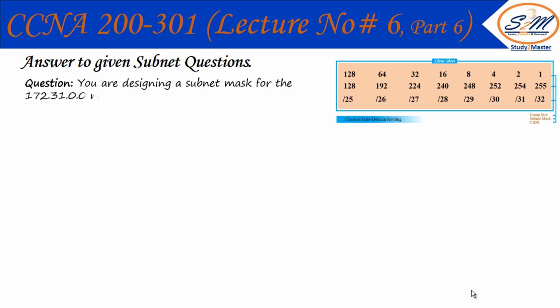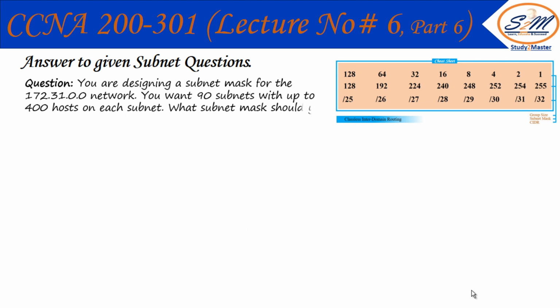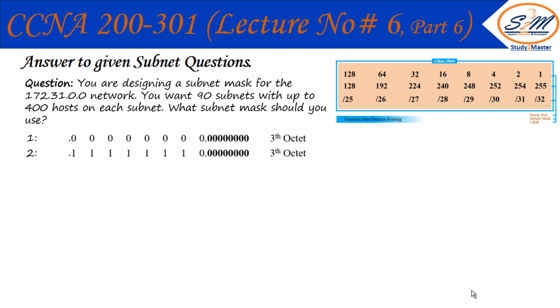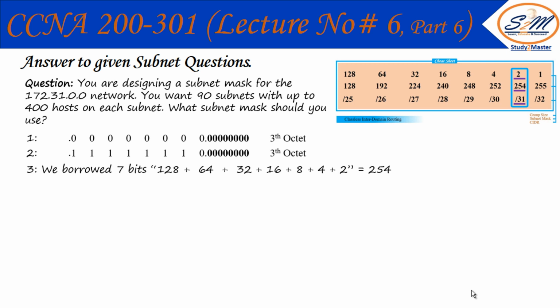You're designing a subnet mask for the 172.31.0.0 network. You want to obtain 90 subnets with up to 400 hosts on each subnet. What subnet mask should you use? The cheat sheet is awesome. Cheat sheets play a key role for network engineers, to make it easy to answer the given questions. So in this question, we change the 7 bits of the third octet of the given IP address. So we locate the 7 column of the cheat sheet.